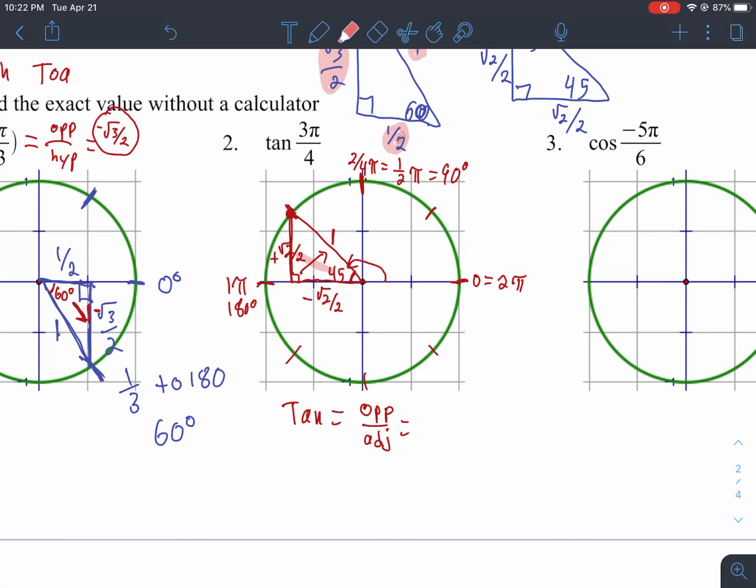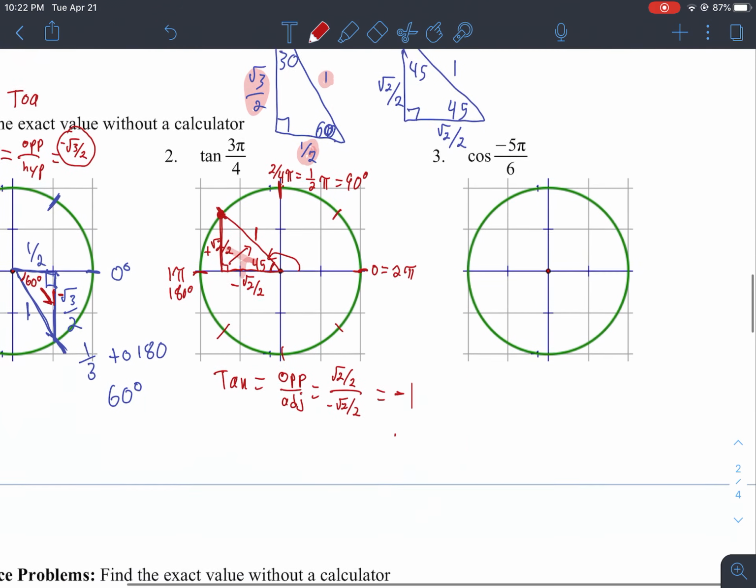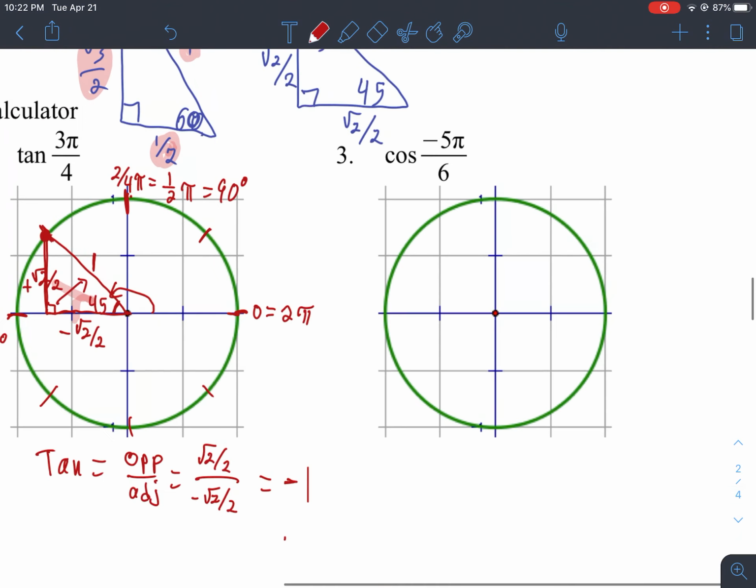Okay, my opposite side is the square root of 2 over 2, and my adjacent side is negative square root of 2 over 2. So I get the square root of 2 over 2 over negative square root of 2 over 2. Anything over itself is 1, and a positive over a negative is a negative. So what's the tangent ratio at 3/4 pi? -1. How interesting is that? Okay. The last problem.